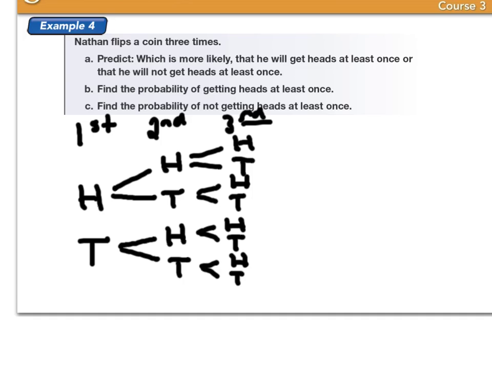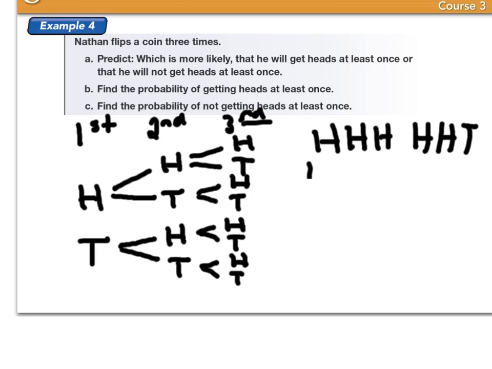Alright, so my sample space for this problem, what all can happen? Well, I can start with heads. And when I start with heads, I can get heads again. And then after that heads, I can get heads again. That's one thing that can happen. I can get 3 heads in a row. Or I can get heads, and then tails. Well, I can get heads on my first roll, and tails on my second roll, and then heads again. Or I can get heads, and then tails, and then tails. And that's all the possible ways I can start with heads.